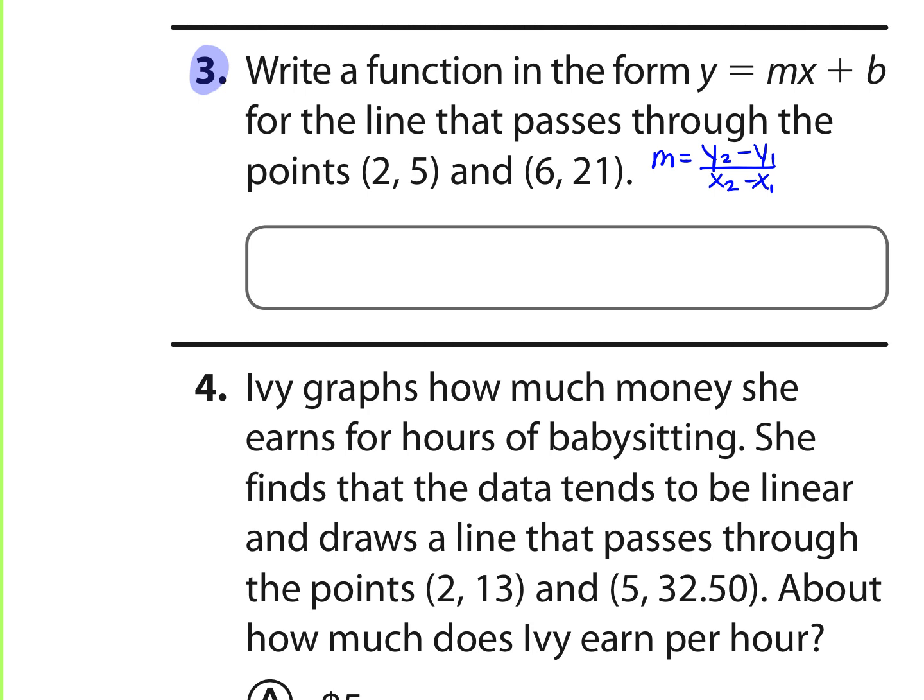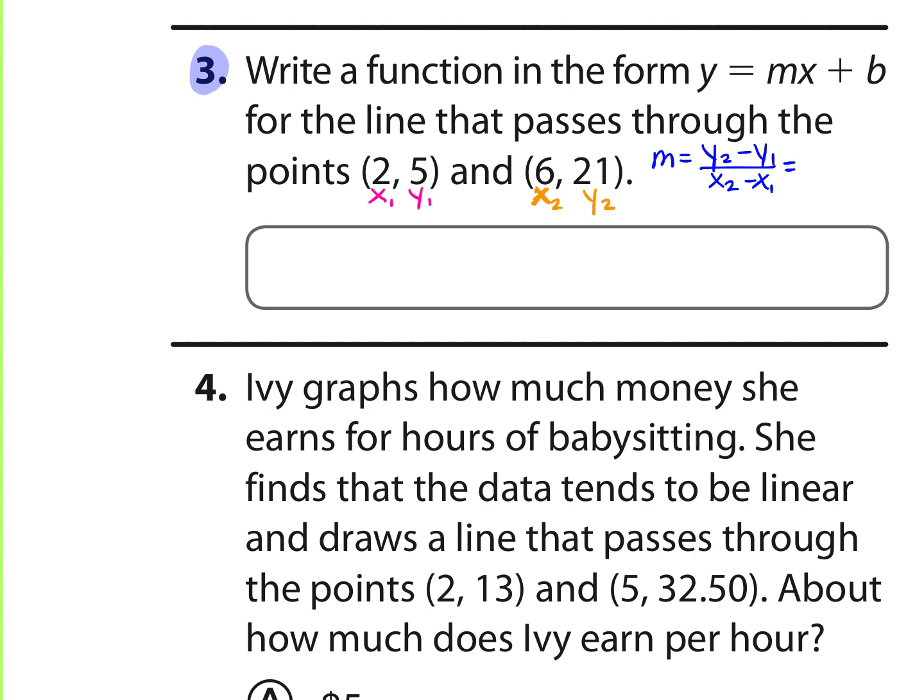And we need to note what these are. So I'm going to take this first ordered pair, x and y, and I'm calling it the first ordered pair, so it's x sub 1, y sub 1. That's just subscript naming the ordered pair, the first one. Then I'm going to take the second ordered pair, x and y, and I'm just going to name them x sub 2, y sub 2. That's just naming them the second ordered pair. And we just plug into that.